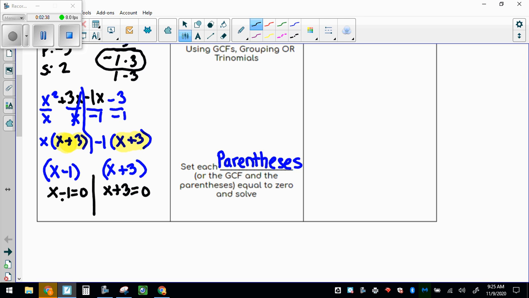Opposite of -1 is +1, so our first answer is x equals +1. We have to solve for the second part. X plus 3 equals 0. Opposite of a +3 is a -3. So we're left with x equals -3. And those are our two answers when we're asked to solve.